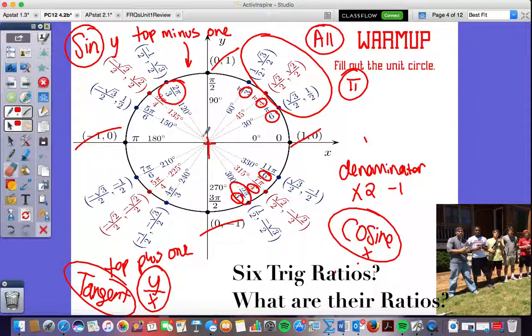Now, the secant, cosecant, and cotangent are a little tricky. They're a little different, right? Secant goes with what? Cosine. Does anyone know of a way that they remember that? Because some people forget that. All right. The SEC is on the coast. Oh, that might be pretty good.